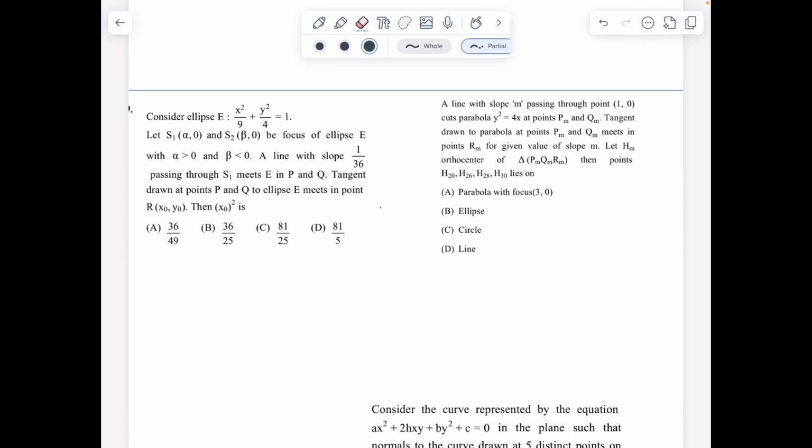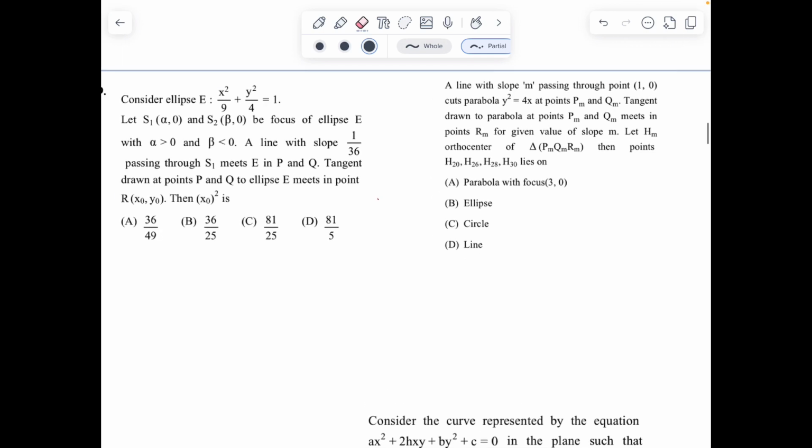Consider ellipse E, x square by 9 plus y square by 4 equals 1. S1 S2 are given as foci. A line with slope 1 by 36 passing through S1 meets the ellipse at P and Q, tangents drawn meet in a point R, then x naught square is. So the first step in problems of conic sections is to draw a neat and clean diagram.